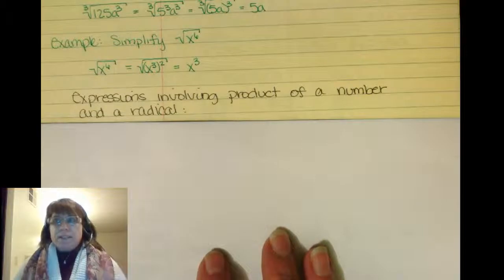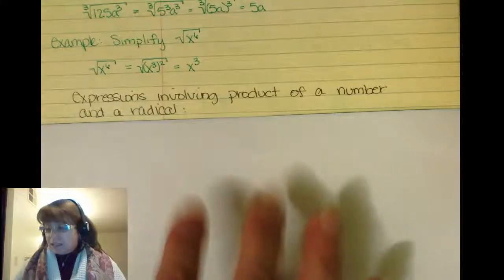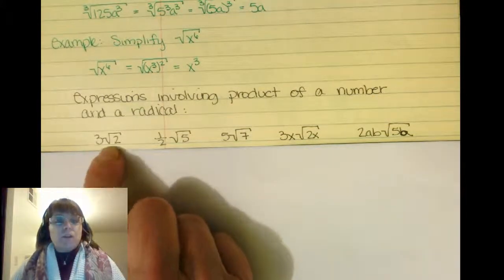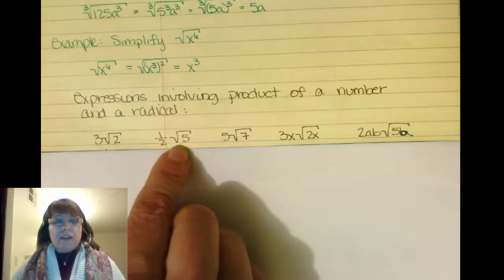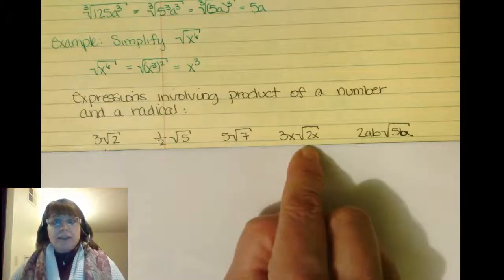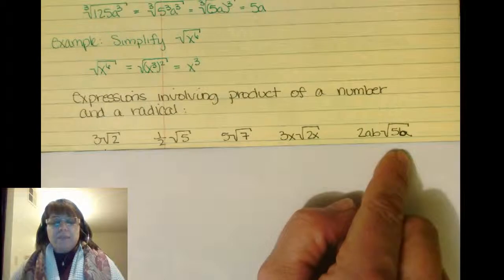Now, the previous examples were fairly simple to work through, but we're going to get a little bit more complicated. Expressions involving the product of a number and a radical. Those would be something like 3 radical 2, 1/2 radical 5, 5 radical 7, 3x radical 2x, 2ab radical 5b.